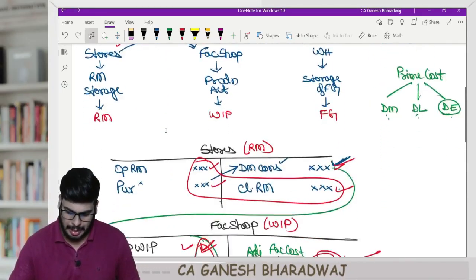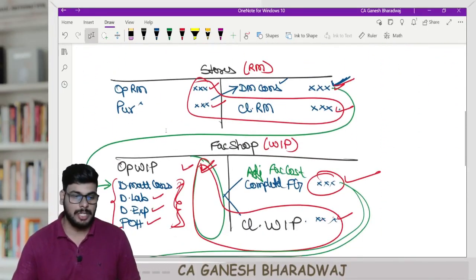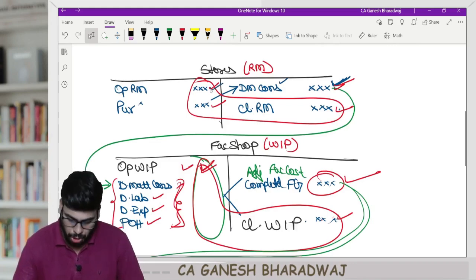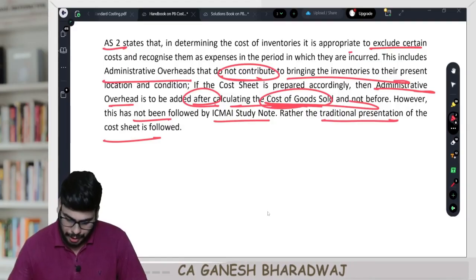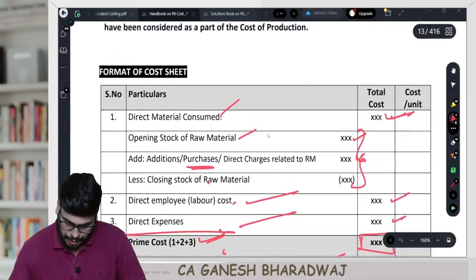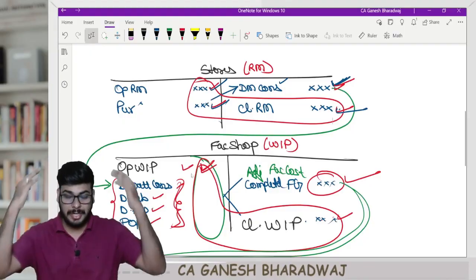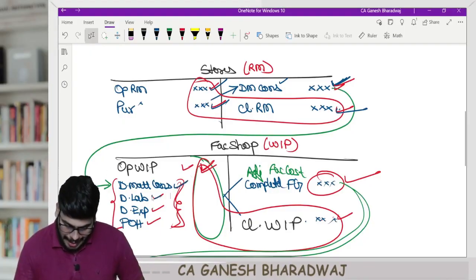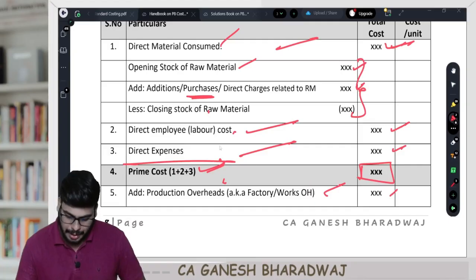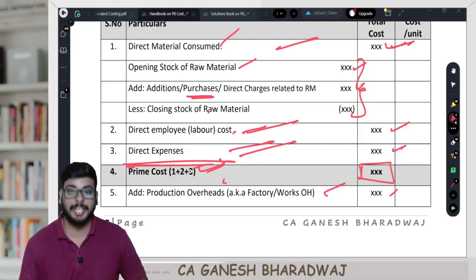Now, let's quickly sum it up. So what is the format of cost sheet here? Opening stock of raw material plus purchases minus closing stock of raw material, you get your direct material consumed. Clear with this, right? You get your direct material consumed. To this, what will you do? So visualize this. Direct material consumed, add direct labor, add direct expense. You get your prime cost.